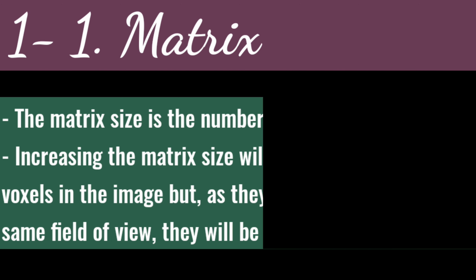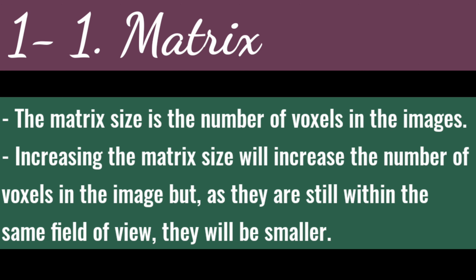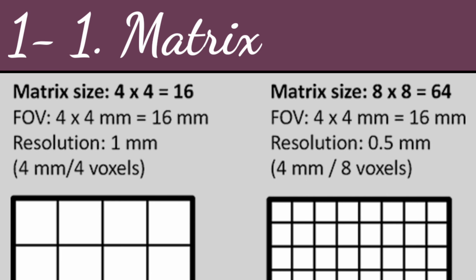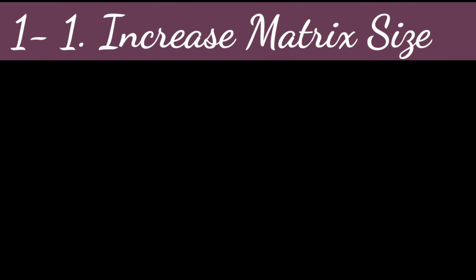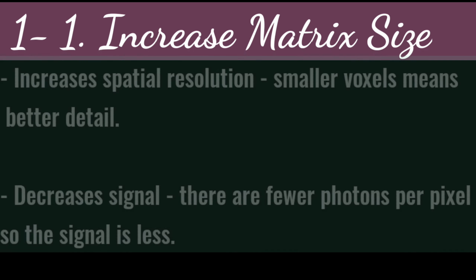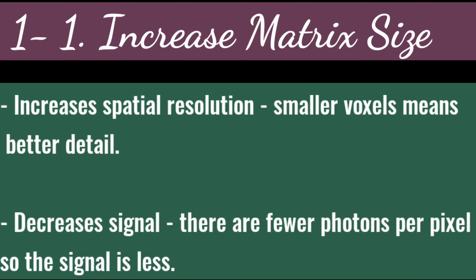Matrix. The matrix size is the number of pixels in the image. Increasing the matrix size will increase the number of pixels in the image, but, as they are still within the same field of view, they will be smaller. Increasing the matrix size increases spatial resolution. Smaller pixels or voxels mean better detail.